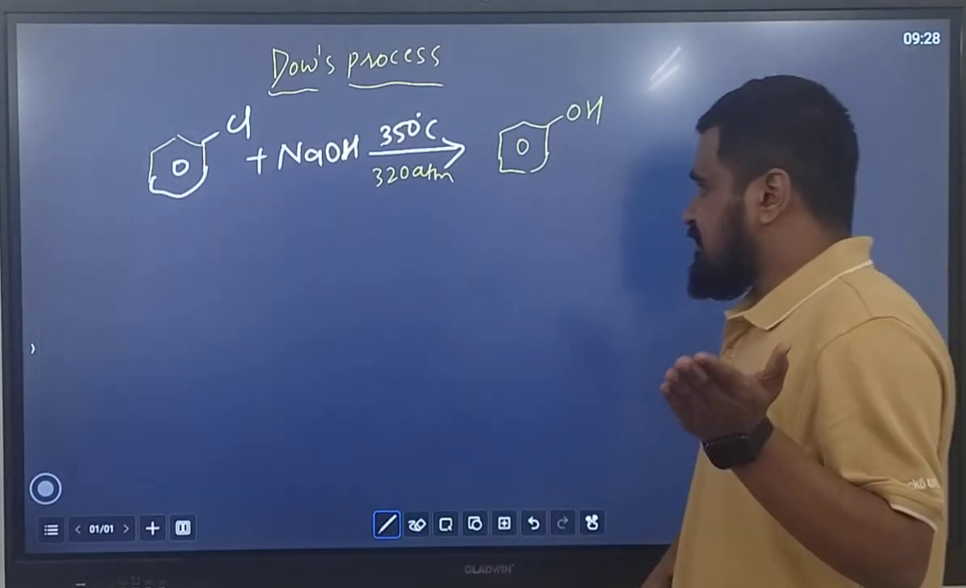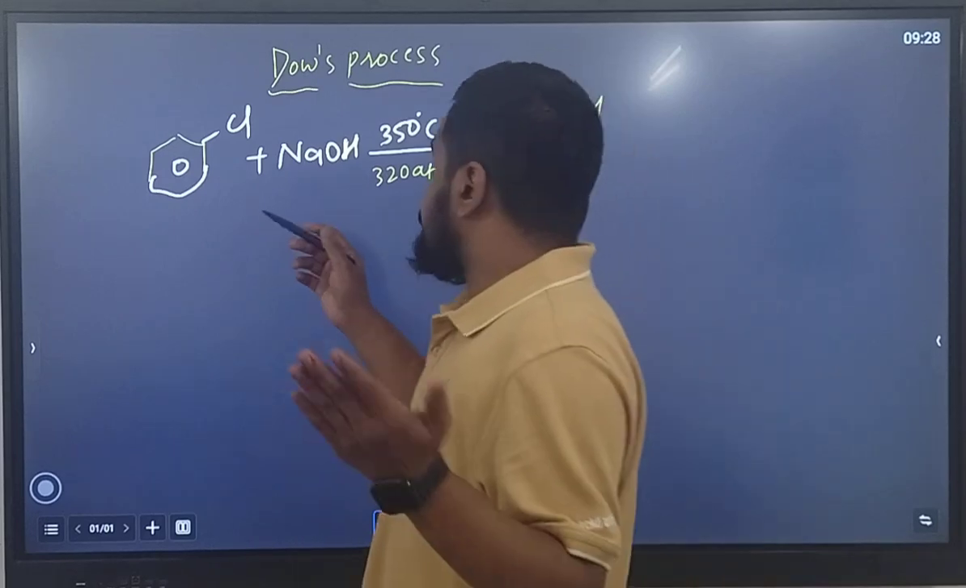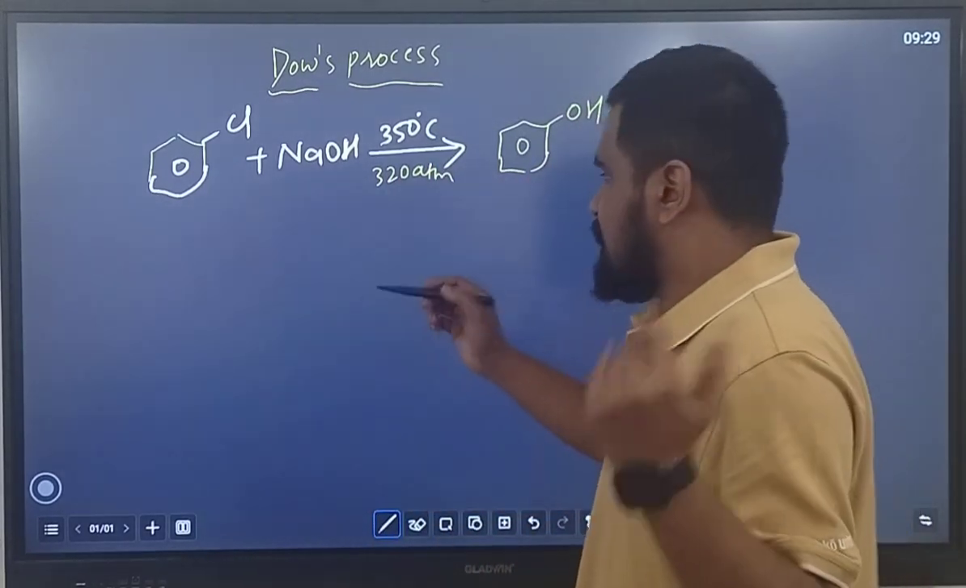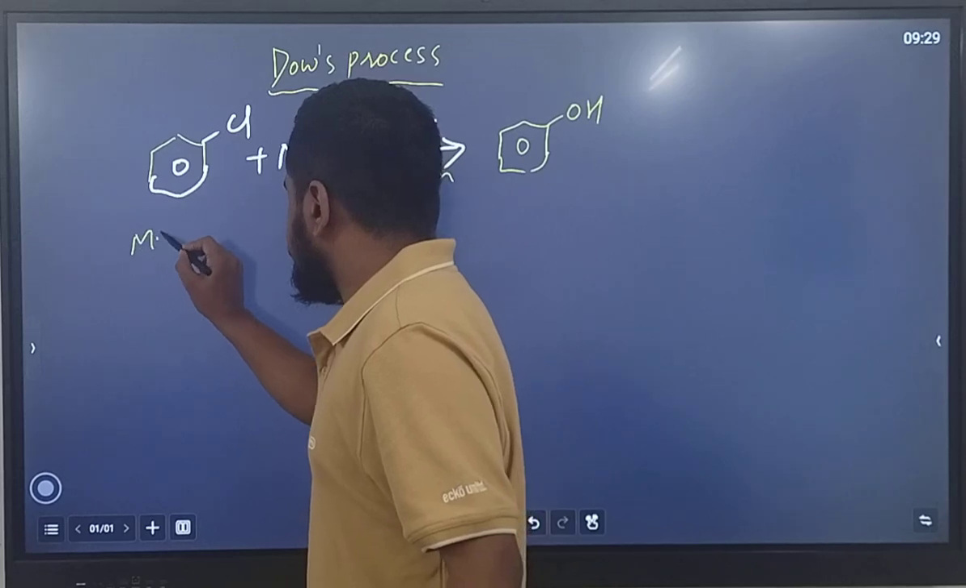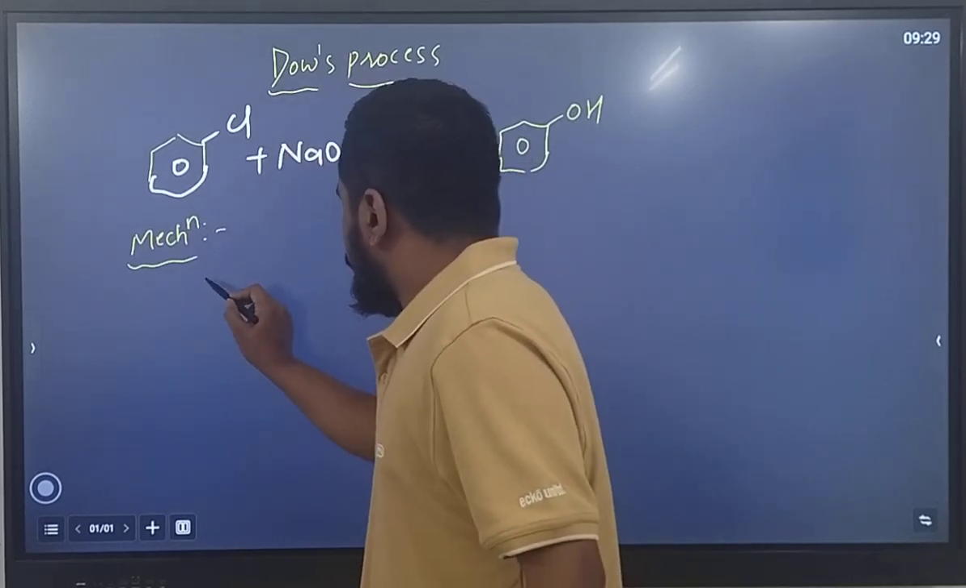So let's see how the mechanism works, and how we can prepare phenol from chlorobenzene via the mechanism.